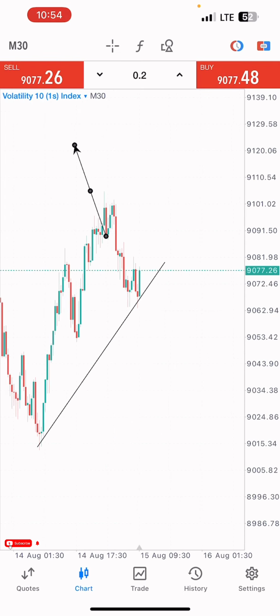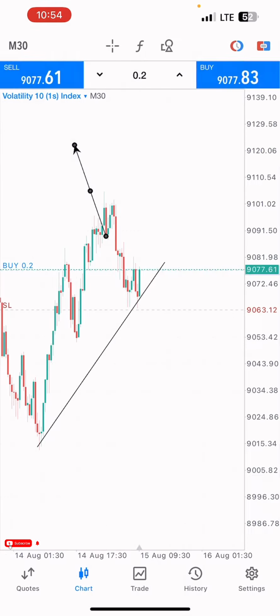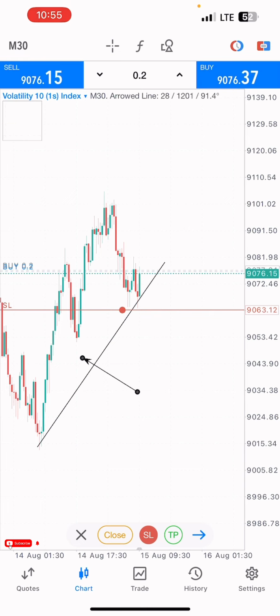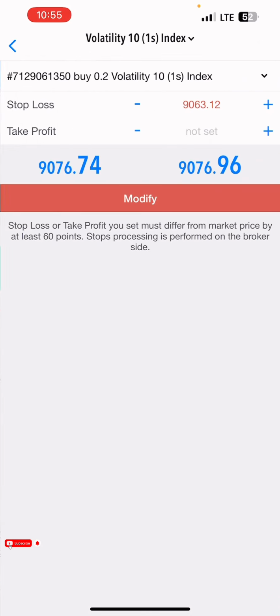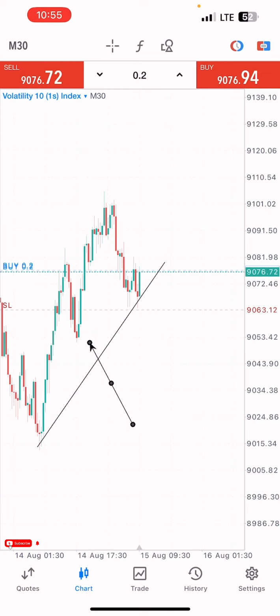So let's say we want to buy this index. Click on buy at this point, the buy icon. Our stop loss should be below this last swing low, and you click on the arrow at this point, click on modify. You have set our stop loss level. Let's take another buy with the same stop loss points. Click on this arrow, modify. Now we've got 2 trades with the same stop loss levels.